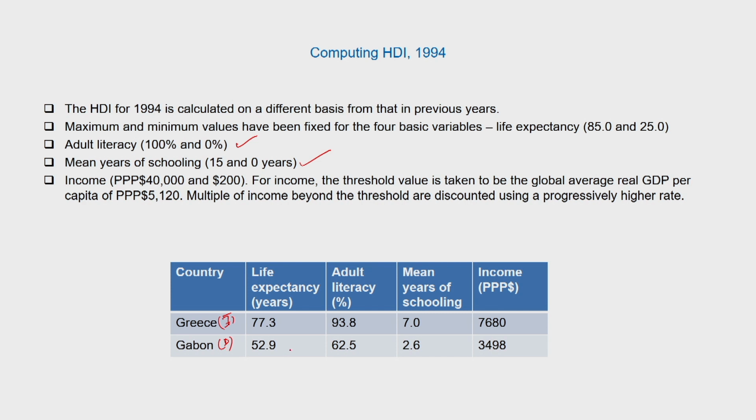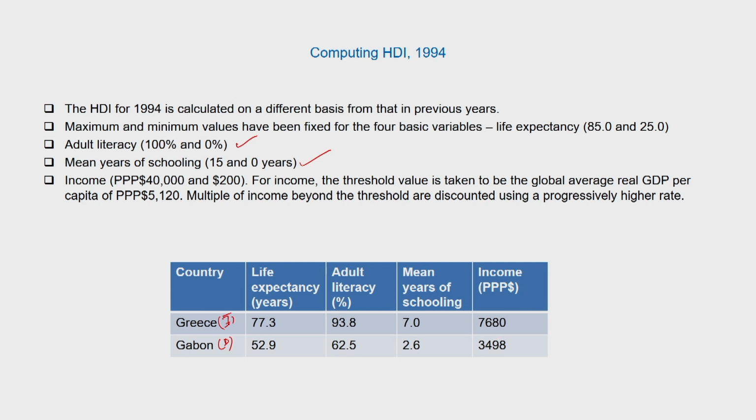These are the actual estimates for life expectancy, adult literacy, mean years of schooling and income for Greece and Gabon. 77.3, 52.9 in terms of life expectancy, huge difference. Adult literacy 93.8 in Greece, 62.5 Gabon. Mean years of schooling 7 for Greece and 2.6 for Gabon. And the incomes, this is the real GDP per capita in purchasing power parity.